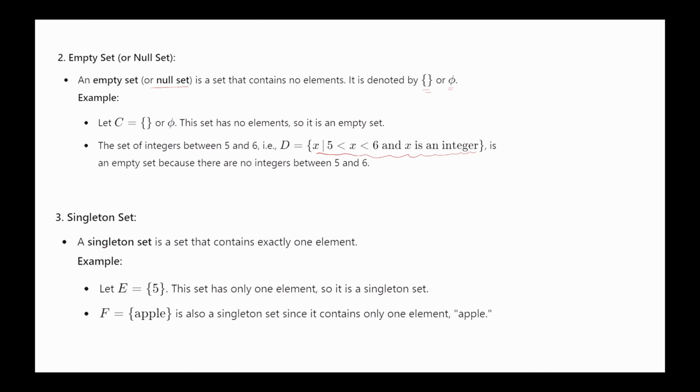Singleton set. A singleton set is a set that contains exactly one element. So there is only one element inside a singleton set. That means if I was to represent its cardinal number, my n of any singleton set A would always be equal to 1. And for an empty set, my n of A would always be equal to 0.